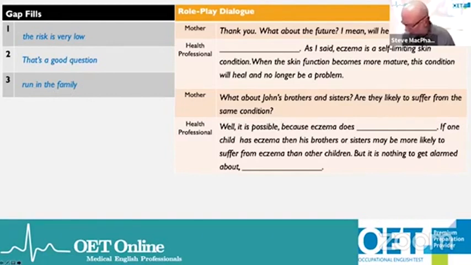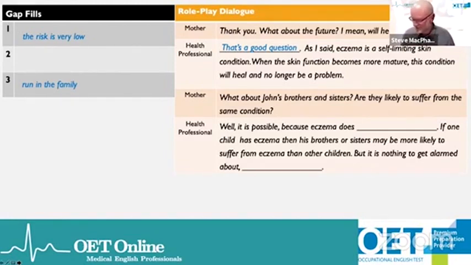Yes, well done, Apple. It's number 2, isn't it? That's a good question. Now let me ask you people in the audience, do you use this sentence ever? Do you ever use that when you're talking to your patients? That's a good question. It's a very good question to ask because it lets the patient feel comfortable that they can ask, that there is no bad question, that they're in a supportive environment. So it's good to tell them that. That's a good question, or I'm glad you asked.